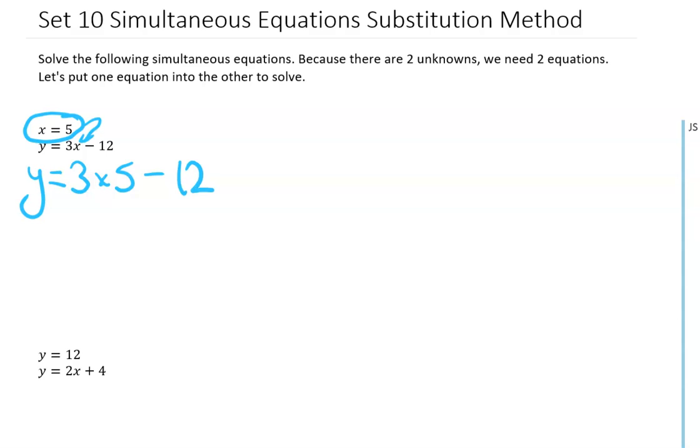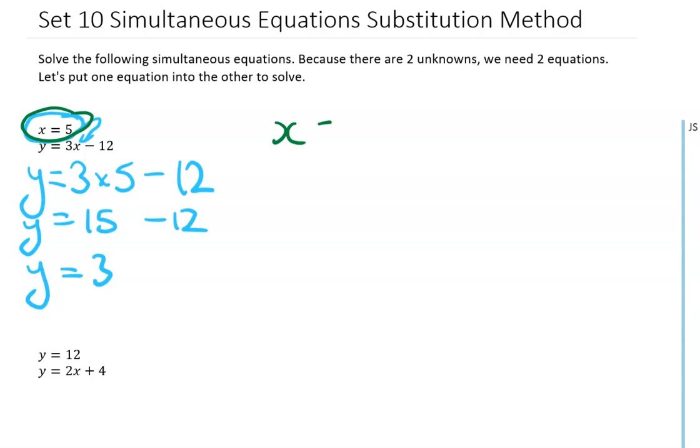And now, because this equation only has one unknown, we can use our mathematical skills to work out what it is. So what's 3 times 5? Well, that's 15. We've got take away 12. So y is equal to 15 take away 12. Now 15 take away 12 is just 3. Okay, so we need to say what are both of our values? Well, we already knew that x was equal to 5. So we've got x equals 5 and we've got y equals 3.